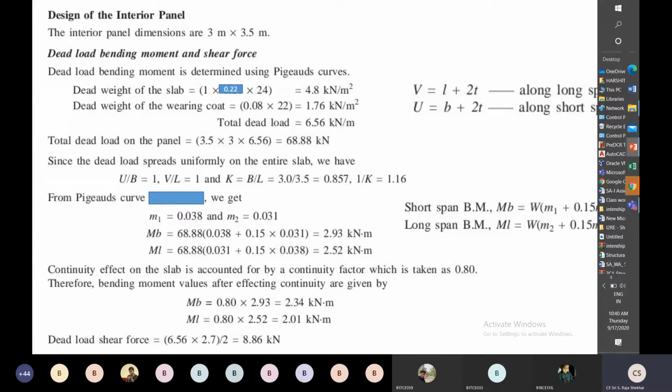Okay, now we need to calculate the shear force. Shear force is equal to W into L by 2. From that, you get the dead load shear force. So by using Pigeaud's method, we calculated m1 and m2, and we calculated the shorter span bending moment as well as the longer span bending moment. This is due to dead load.